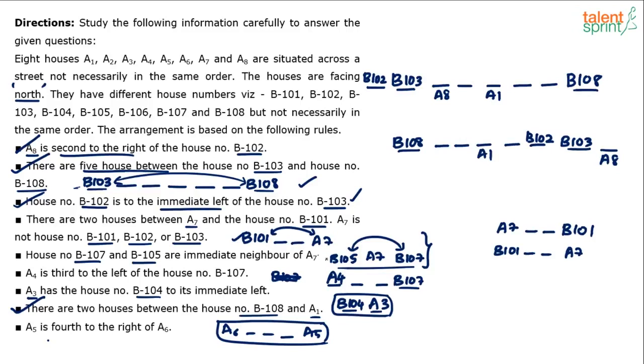Now look at the other point. It says 105 and 107 are the neighbors of A7. So the neighbors of A7 will be 105 and 107. So like let's say B105, B107. Or here also B105, B107. Of course, these two can be swapped.